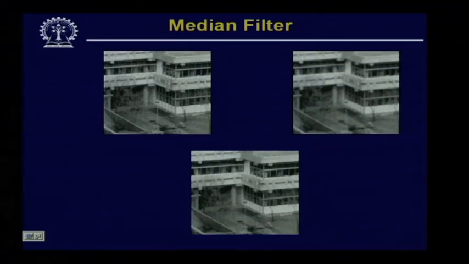Here we have shown one such result. On the top left is the original noisy image, on the top right is the image obtained using the box filter, and the bottom image is the image obtained using the median filter. Here it is quite obvious that the median filtering reduces the noise, but at the same time it maintains the sharpness of the image. Whereas if we go for box filtering of higher size, then the noise is reduced, but at the same time the image sharpness is also reduced. That means the image gets blurred.